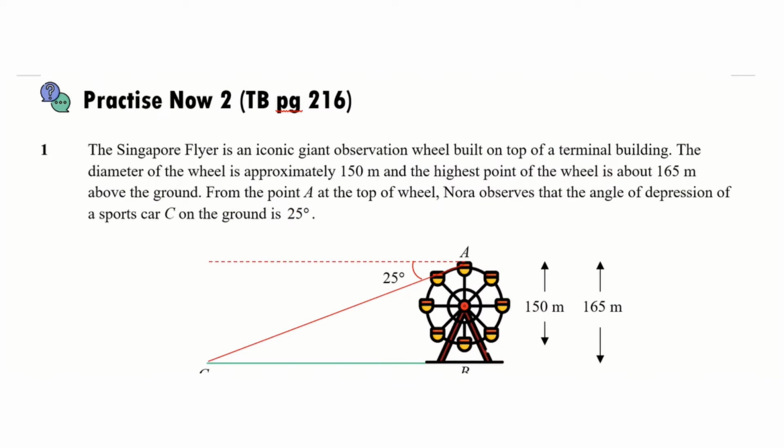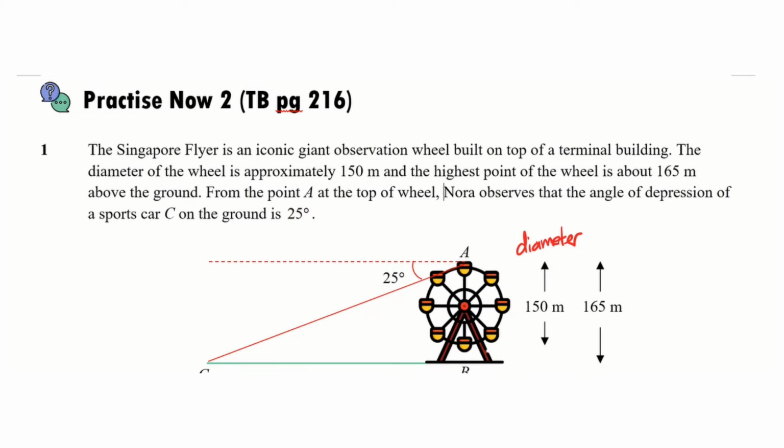We will now move on to Practice Now 2, found in your textbook, page 216. You will first take a look at question 1. It says that the Singapore Flyer is an iconic giant observation wheel built on top of a terminal building. The diameter of the wheel is approximately 150 meters, so we have the diameter here. Then the highest point of the wheel is about 165 meters above the ground, so there is this 165 given here in the diagram.